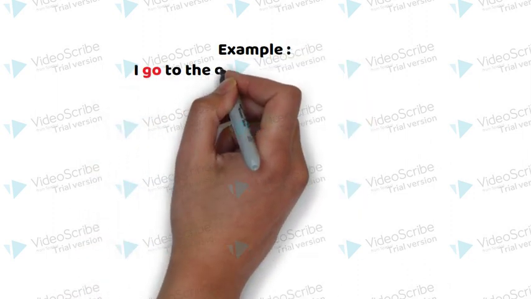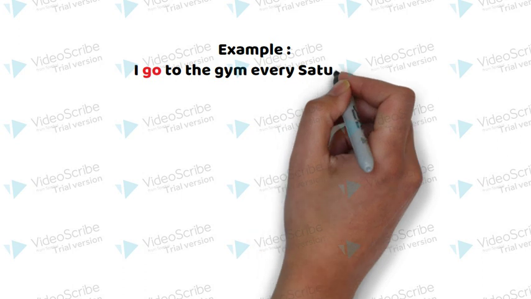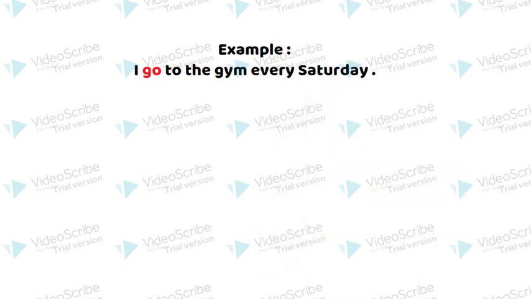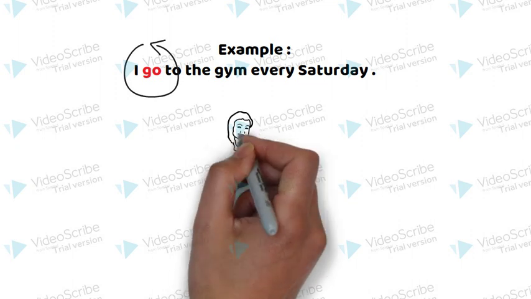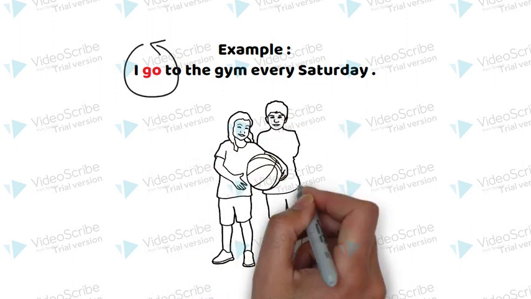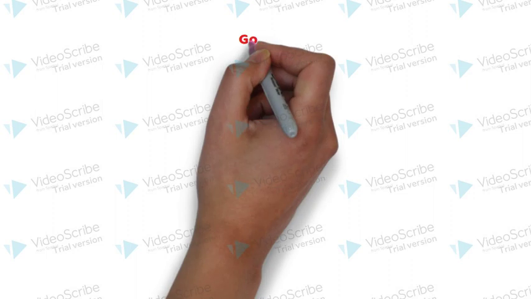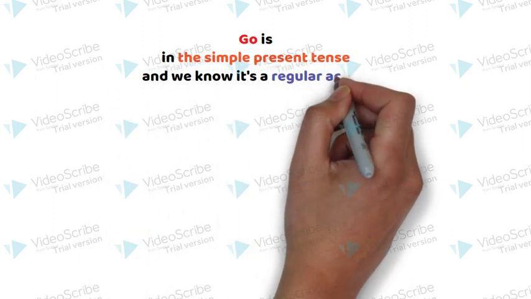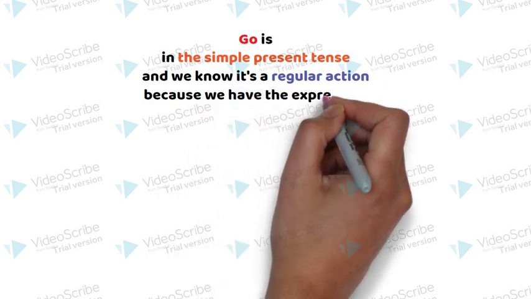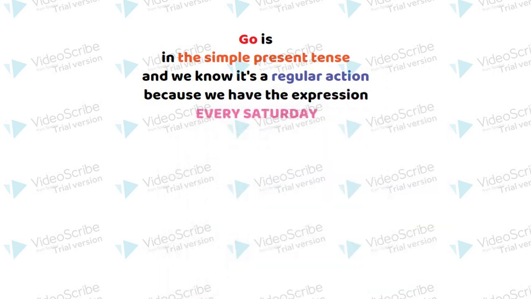Example, I go to the gym every Saturday. Go here is in the simple present tense, and we know it's a regular action because we have the expression every Saturday.